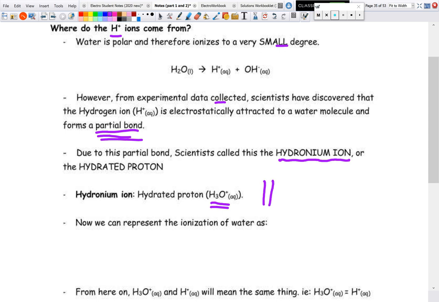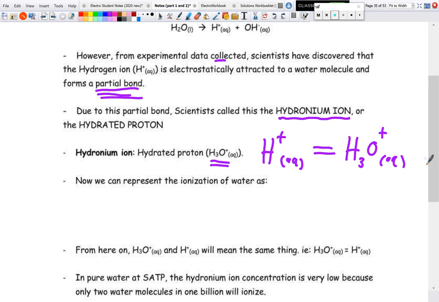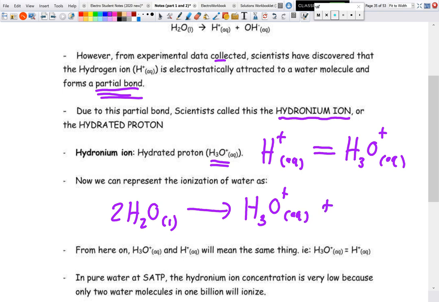Now for our purposes, H+ (aq) is going to equal the exact same thing as H3O+. That just means these are interchangeable, and depending on how we represent it, it's basically your choice. But just so you know, the two of these will be the same. So now that we know the proton will be attracted to that polar water molecule, we can represent the ionization of water as H2O (l) going into H3O+ and OH minus. This is just a different way of representing the ionization of water.